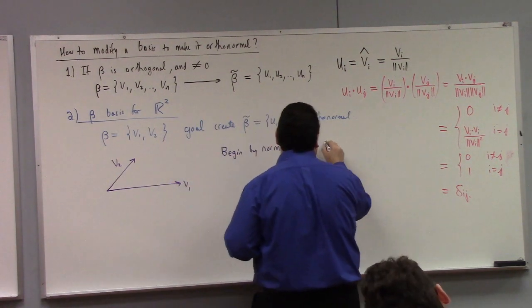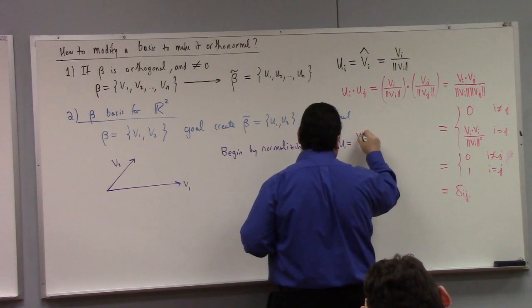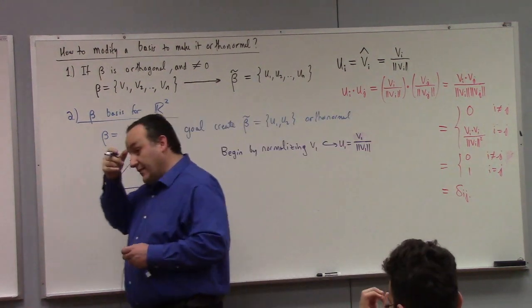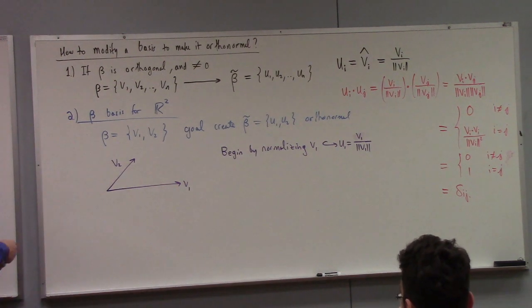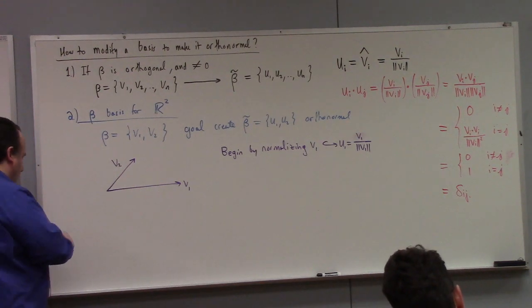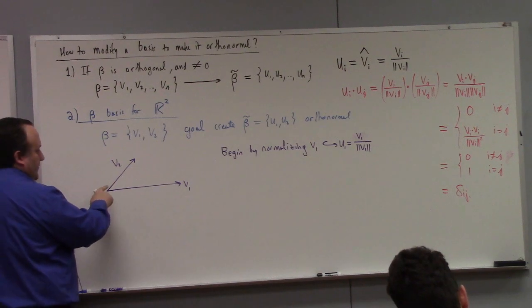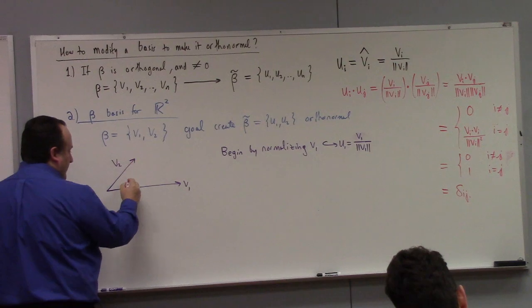v1. So let's put u1 equal to v1 divided by the length of v1. Right? In other words, let u1 be v1 hat. Yeah? So we'll do that. Now then what? Well, a helpful thing to think about is the fact that v2 can be written as a sum of two vectors, right? v2 can be broken into two pieces.